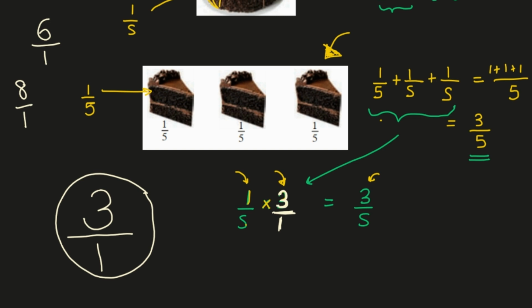Okay, so now see, I'm multiplying it horizontally. 1 into 3, I'm multiplying the numerators together and the denominators together as well. So 1 into 3, the answer is 3. 5 into 1, the answer is 5. So it's easy. Shall we come up with a few more examples in this scenario?